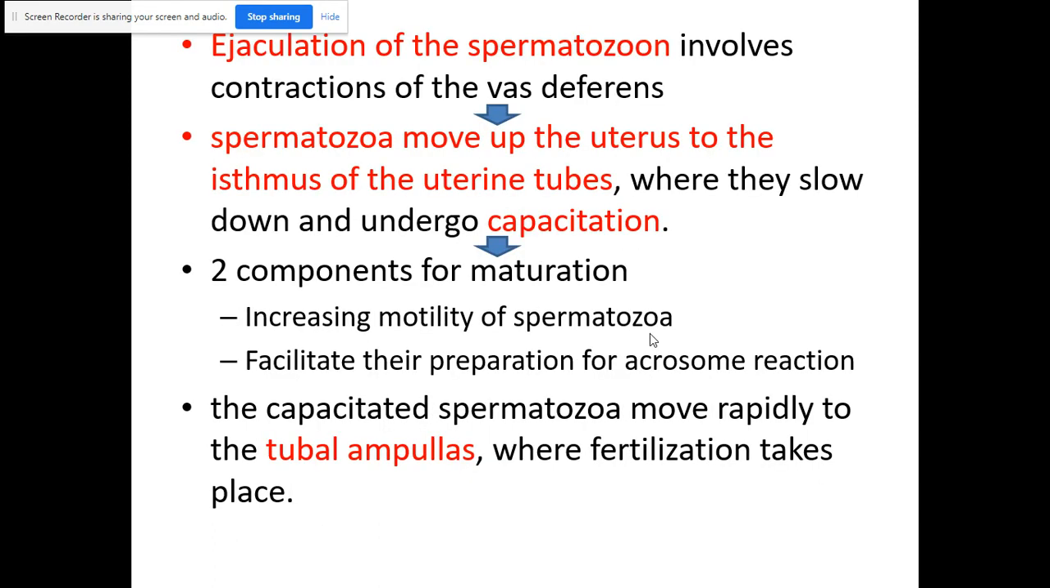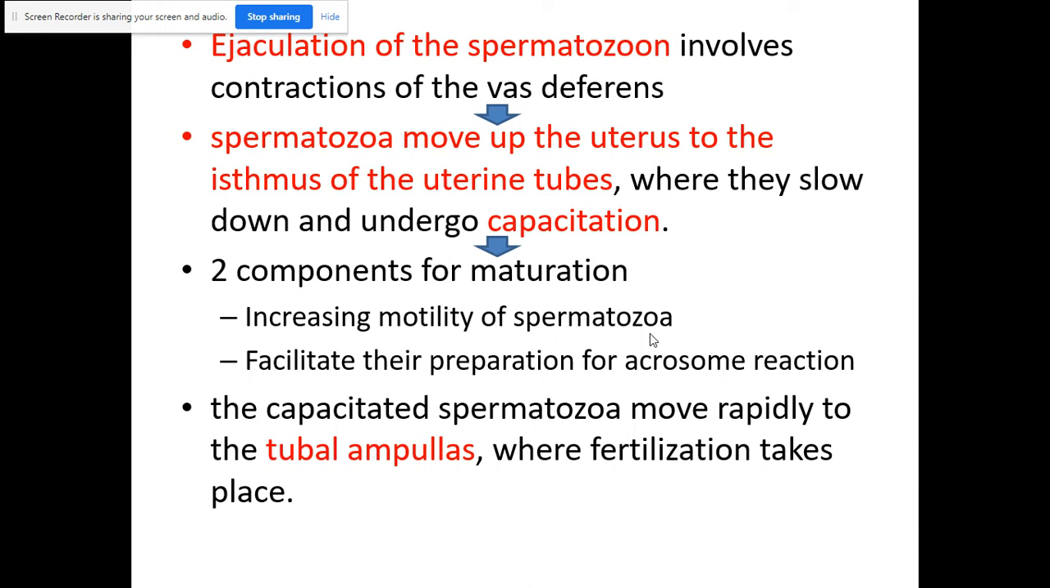Next, this is now the flow of the stages. Ejaculation of the spermatozoa involves contraction of the vas deferens, mediated in part by P2X receptors, ligand-gated cation channels that respond to ATP. Fertility is reduced in mice in which these receptors are knocked out. Once ejaculated into the female, the spermatozoa move up to the isthmus of the uterine tubes, where they slow down and undergo capacitation.